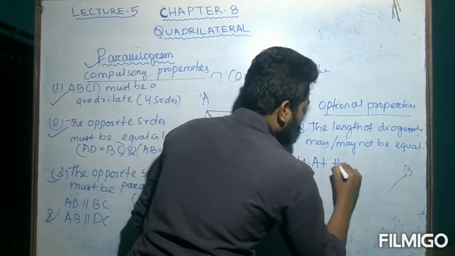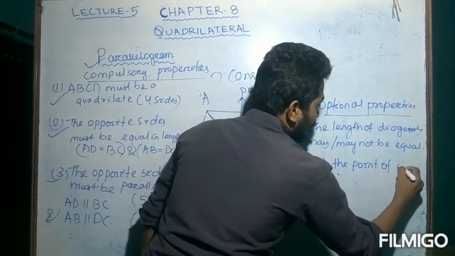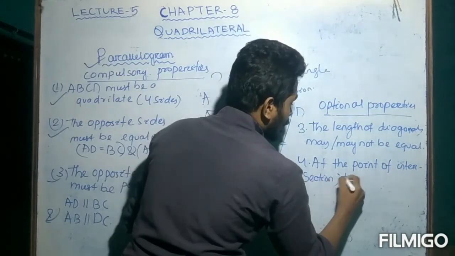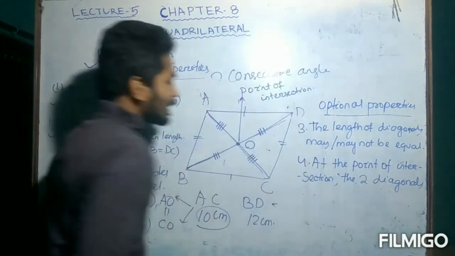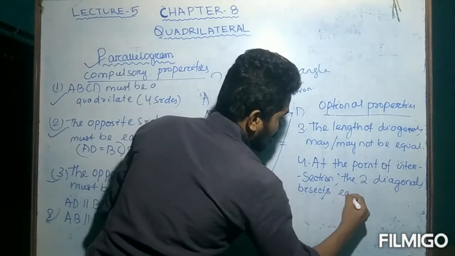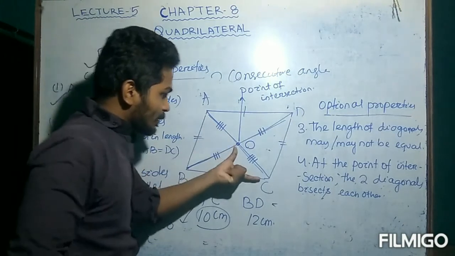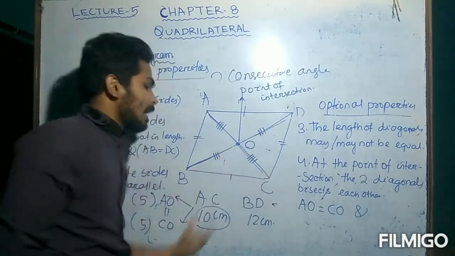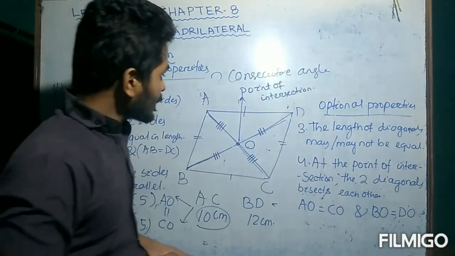So at the point of intersection, the two diagonals bisect each other. Okay, now it means this half is equal to this half and this half is equal to this half. Okay, now it is clear.